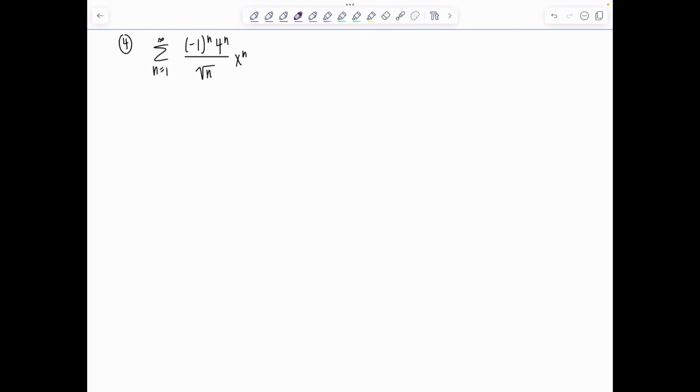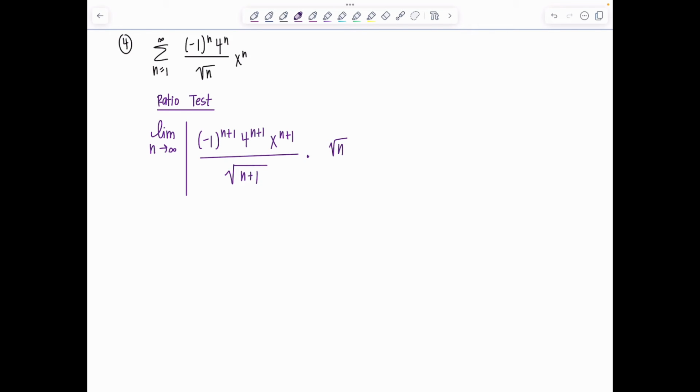Okay, so ratio test time. We have now the limit, n goes to infinity, absolute value, negative 1 to the n plus 1, 4 to the n plus 1, x to the n plus 1, over rad n plus 1, times, this is rad n, over negative 1 to the n, 4 to the n, x to the n.